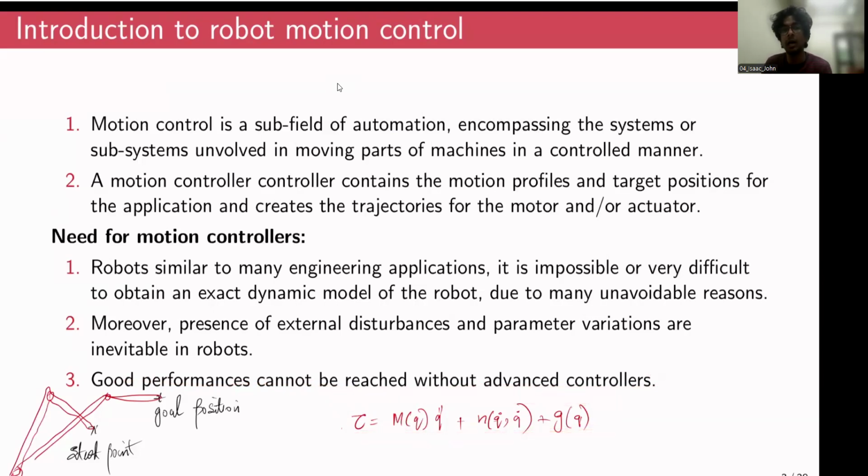a robot. So in that regard, to compensate for all these uncertainties and parameter variations, we need to design a motion controller so that all the unmodeled dynamics and parameter variations can be taken care of, so that the robot can move in a satisfactory manner. It can track a trajectory to a very high accuracy.